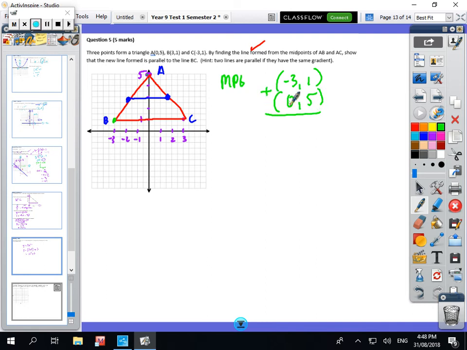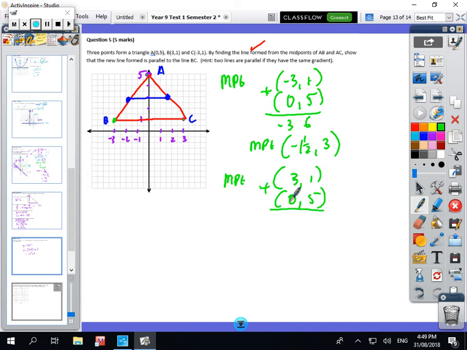So -3 plus 0 is -3. 1 plus 5 equals 6. So the first midpoint is -1.5, 3. The second midpoint connects 3, 1 and 0, 5. And we add. 3 plus 0 is 3. 1 plus 5 is 6. So the second midpoint is 1.5, 3. Okay, so that's the midpoints done.